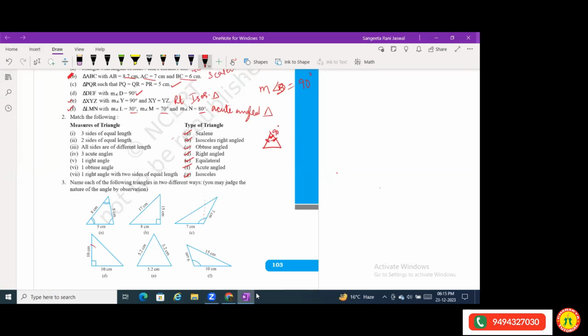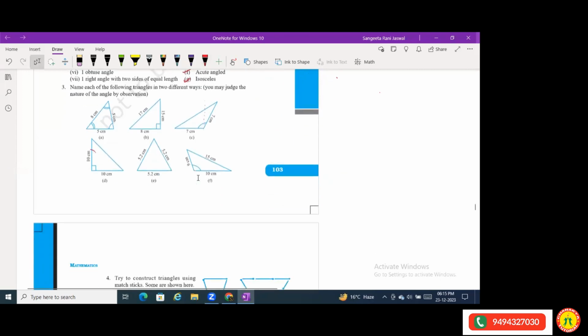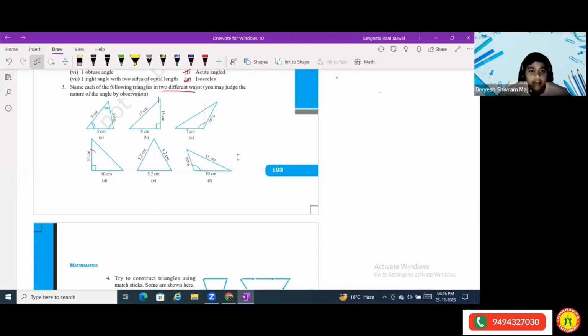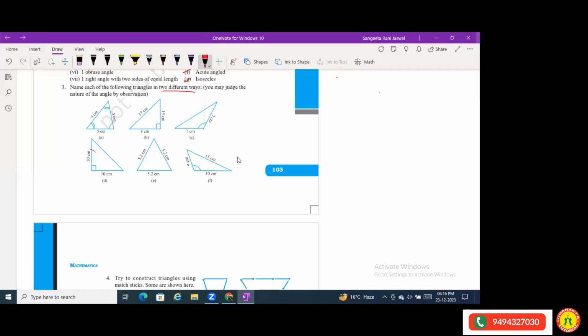Okay, next one. Name each of the following triangles in two different ways. Now you have to name these triangles in two different ways. Just now you had isosceles right angled. So it's isosceles also, it's right angled also. Ma'am, it's acute angle and isosceles. Okay, this is acute angle and isosceles, because two sides are equal and angles are also acute. All angles are less than 90 degrees. So it's isosceles acute.